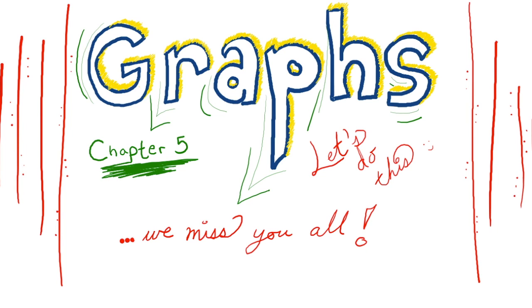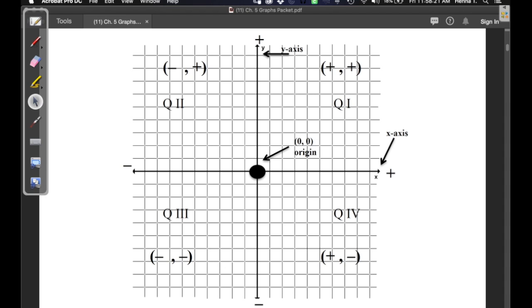We're going to start with graphs now, which is chapter 5. If you have trouble printing, just please let your teacher know so that we can help you. All right, let's do this. Let's turn to packet page 2.